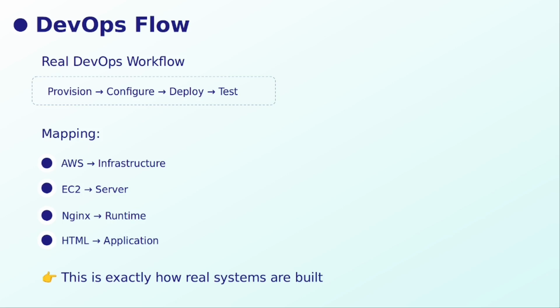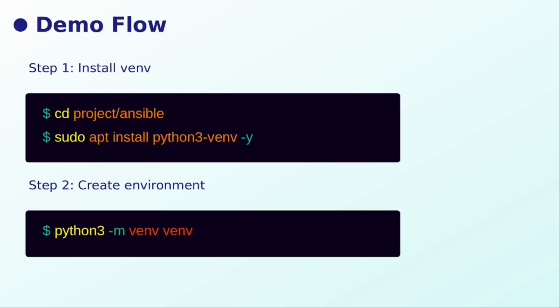The most important takeaway is automation plus consistency equals a reliable system. Once you master this workflow, you are already thinking like a DevOps engineer. DevOps flow.